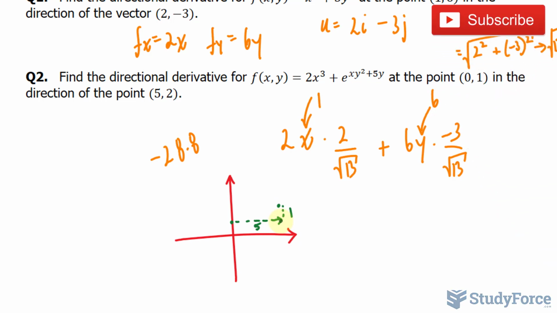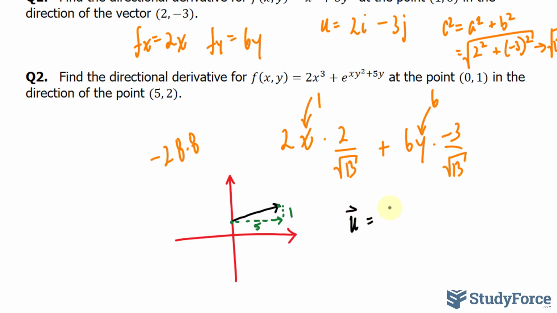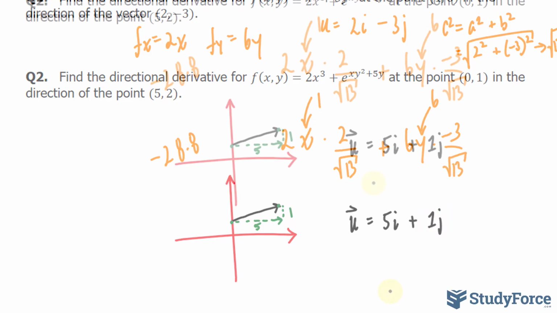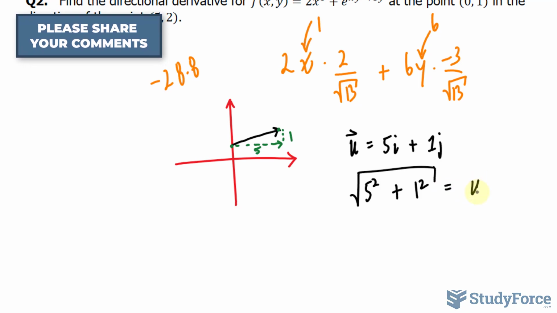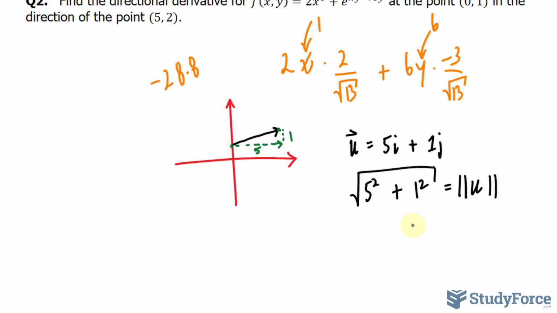At this point, we need to find the unit vector. And to find the unit vector, let's call our vector, this black line, u. And u is defined as 5i plus 1j. The i and the j represent the x and y components. The magnitude is found by taking 5 squared plus 1 squared, square rooting that, and we get the magnitude of u. The magnitude is represented by these double absolutes.